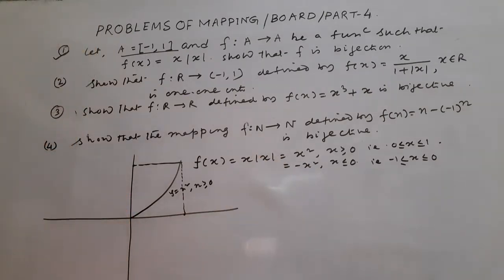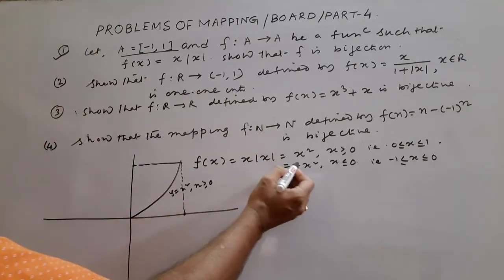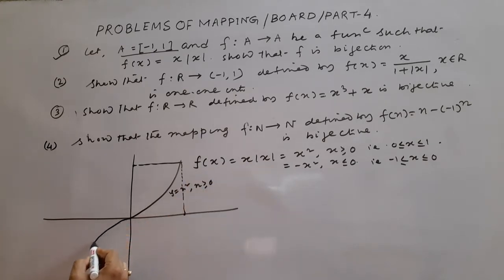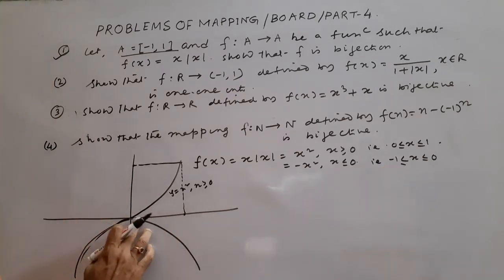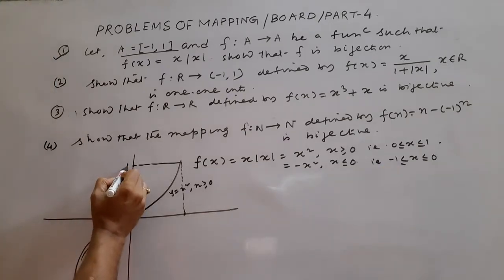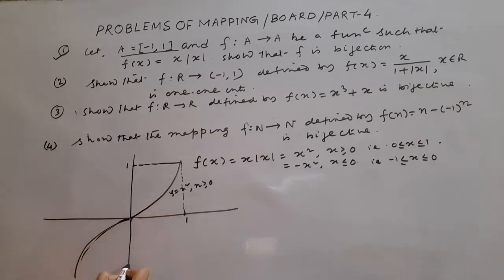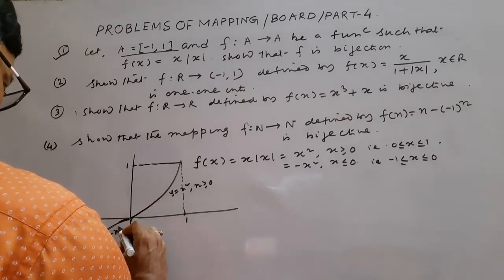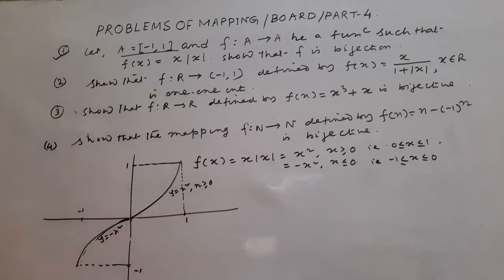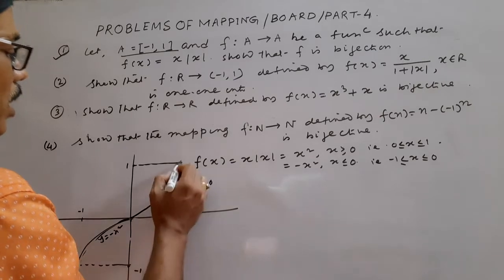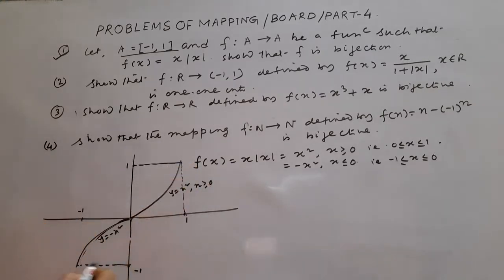And x square equals minus y. So the figure is this type of parabola. But due to the presence of x less than 0, this part is absent. This is 1, this is 1, this one also minus 1, and this is minus 1. So the figure is y equals minus x square. At x equals 1, y equals 1, at x equals minus 1, y equals minus 1.